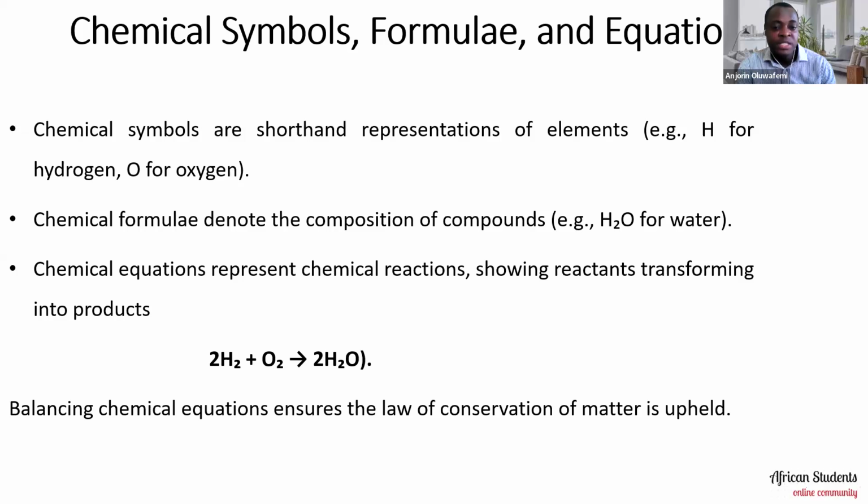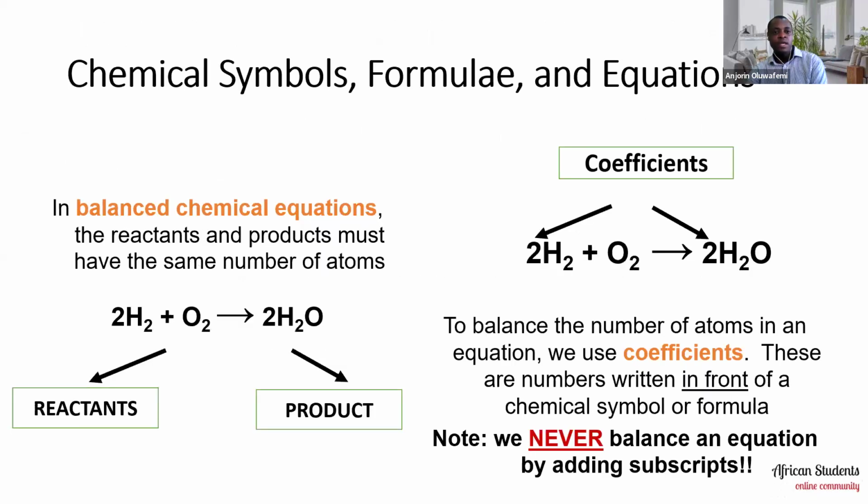Now, chemical equation represents chemical reactions showing reactants transforming into products. So chemical equation represents chemical reaction that shows the reactant transforming into what? Into product. So we have 2H2 plus O2 to give us 2H2O. Now, balancing chemical equation ensures the law of conservation of matter is what? Upheld. Now, in a balanced chemical equation, the reactants and products must have the same number of atoms. And this is in conformity with the law of conservation of mass.